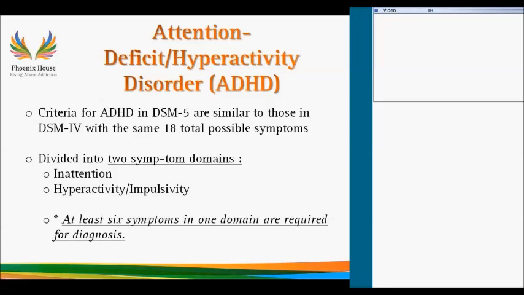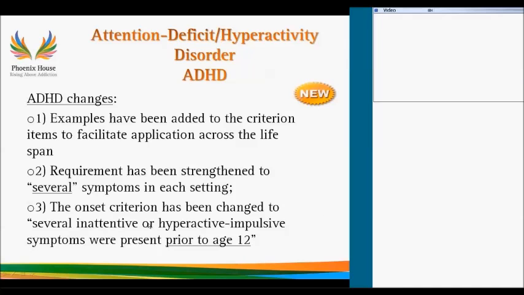The criteria for attention deficit in the DSM-5 are similar. In other words, there's still 18 possible symptoms. If you're familiar with diagnosing attention deficit disorder, the symptoms themselves have not changed. It's divided into inattention type, hyperactivity and impulsivity types, and then you also can have the combined type. But what they changed are a couple of things. You now have to have at least 6 symptoms in one domain that are required. So if you want to diagnose somebody with inattention, there has to be at least 6 symptoms of inattention, and so on and so forth.